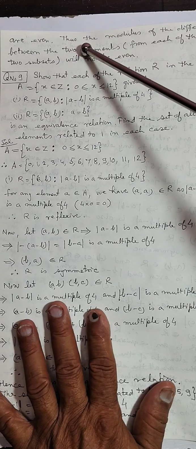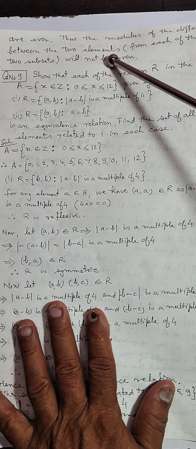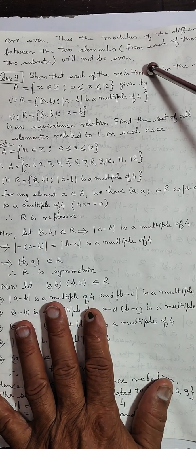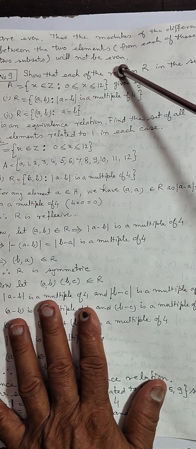Or even, thus the modulus of the difference between the two elements from each of these two subsets will not be even.